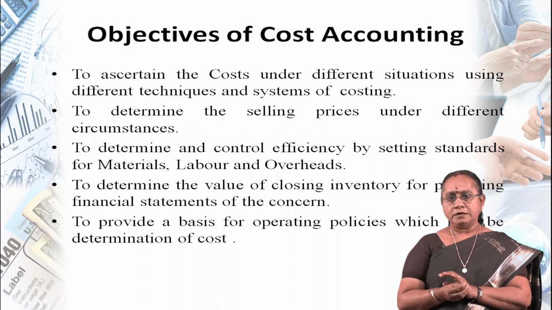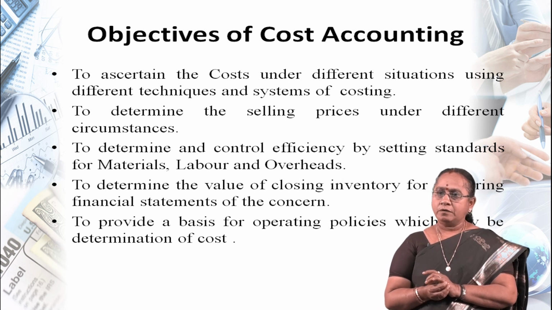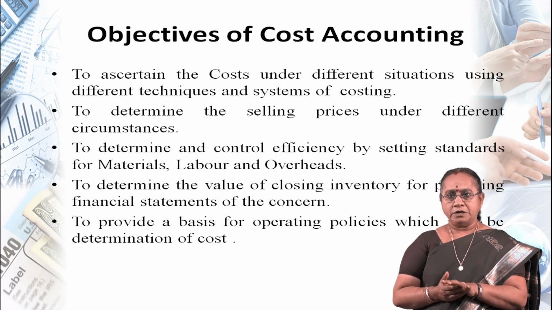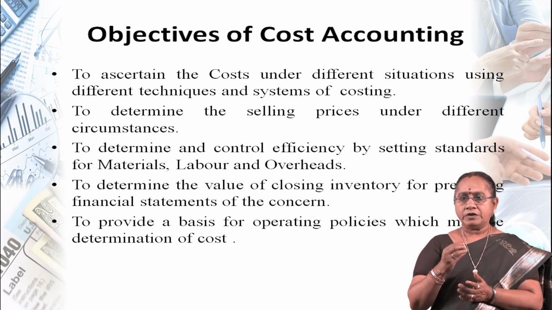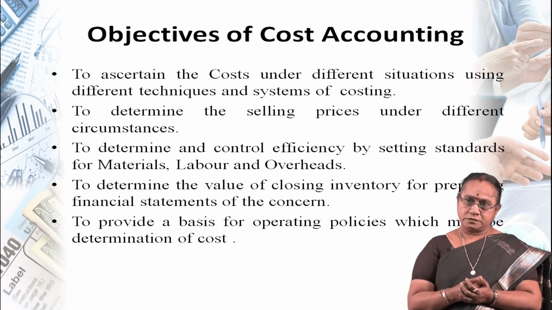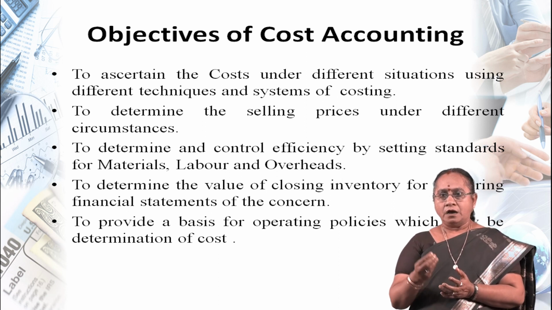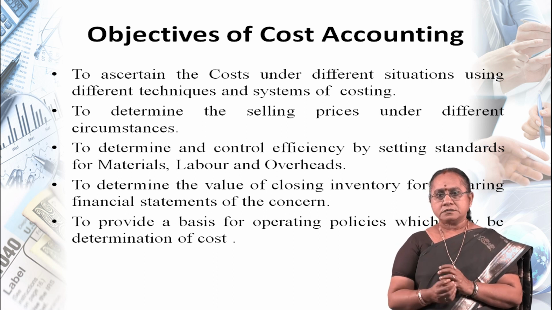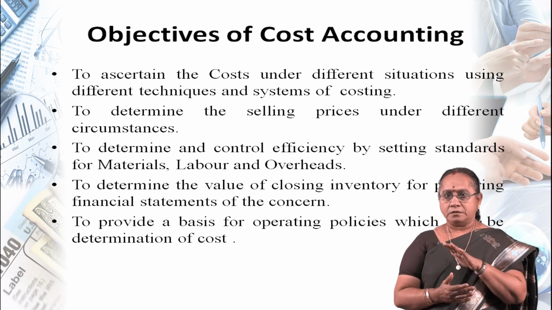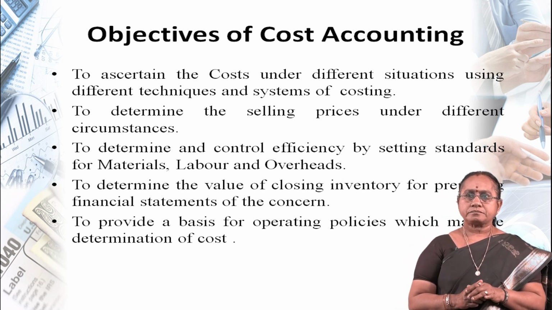Financial statements here refer to the trading account, profit and loss account and also the balance sheet. Now finally, the objective is to provide a basis for operating policies. Operating policies may be the managerial policies regarding pricing, labor policies, wage policies, and for all these operating policies, the determination of cost is the basis. So these are all the objectives of cost accounting.